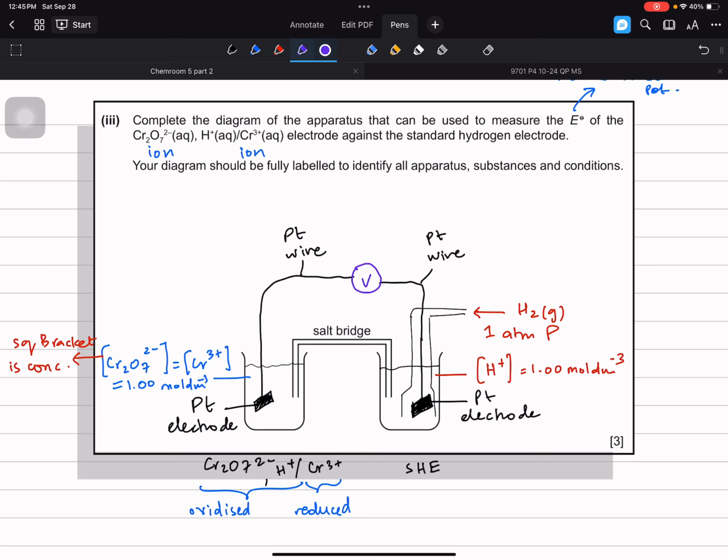What one condition is missing? I can write 298 Kelvin around the setup. This is how I complete these kinds of diagrams.